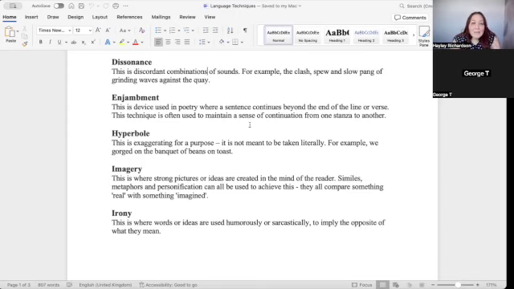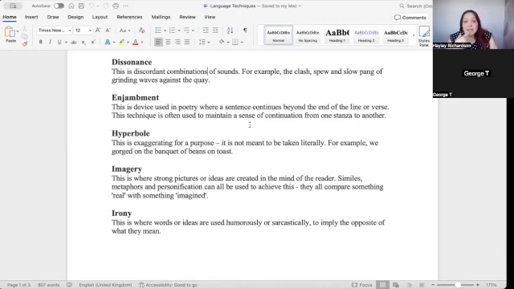Then we've got enjambment. This is a device used in poetry where a sentence continues beyond the end of the line or verse. This technique is often used to maintain a sense of continuation from one stanza to another.